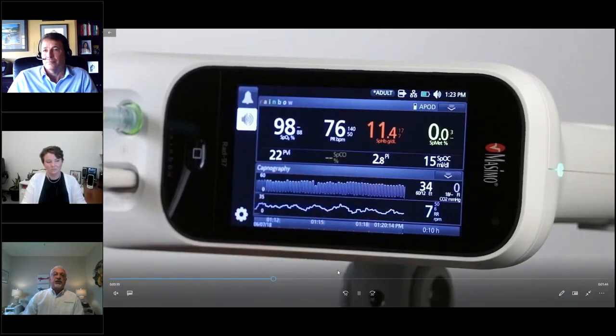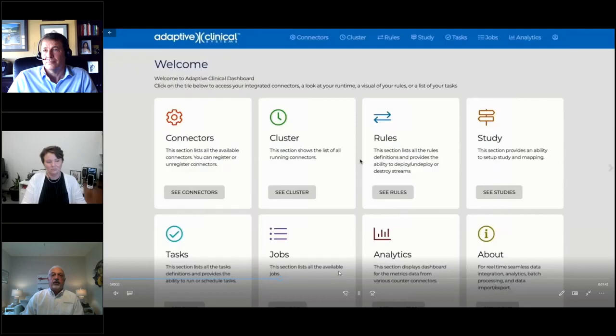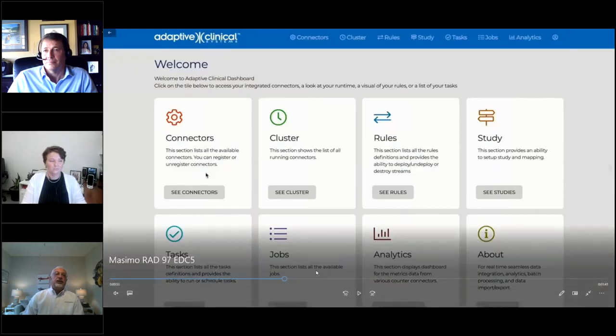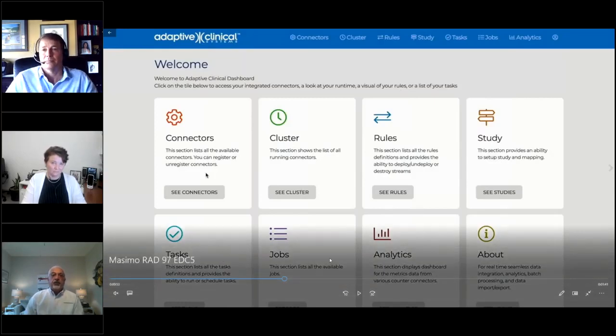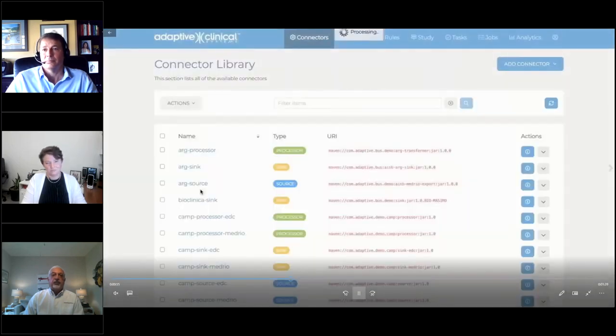But in the context of this use case, our goal was to move this data using this middleware, and it's coming from multiple patients. So these patients are identified in a different way, and this data needs to, in a very fluid way, make its way over to the EDC, which was Bioclinica in this case. So the middleware is quite robust.